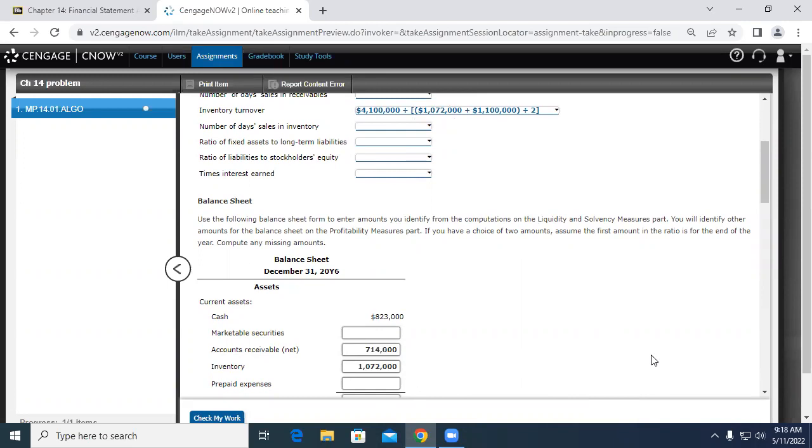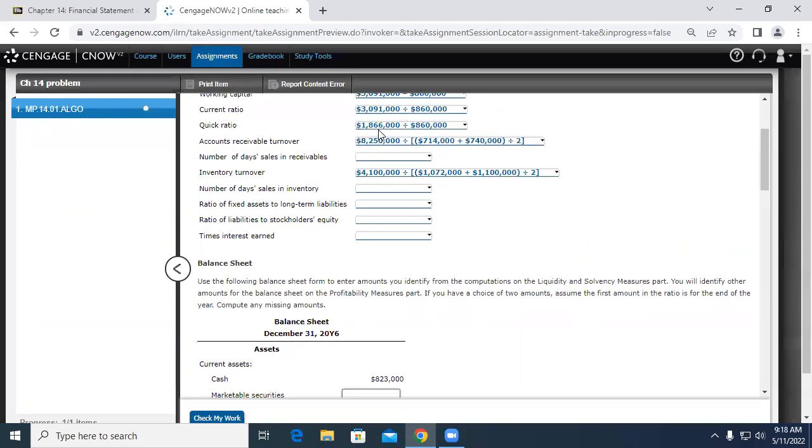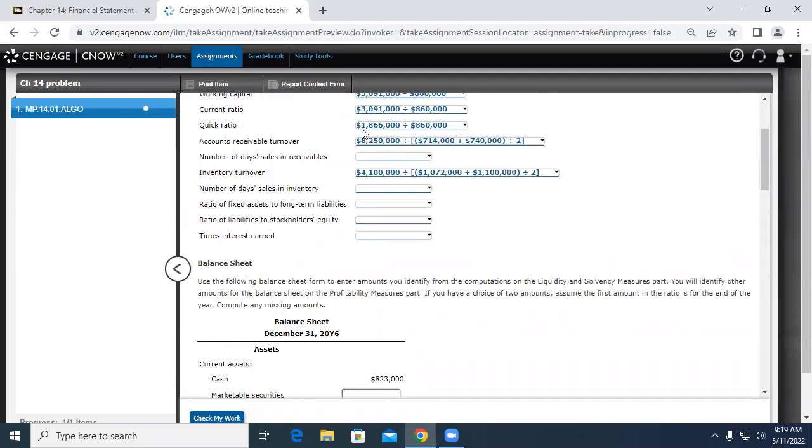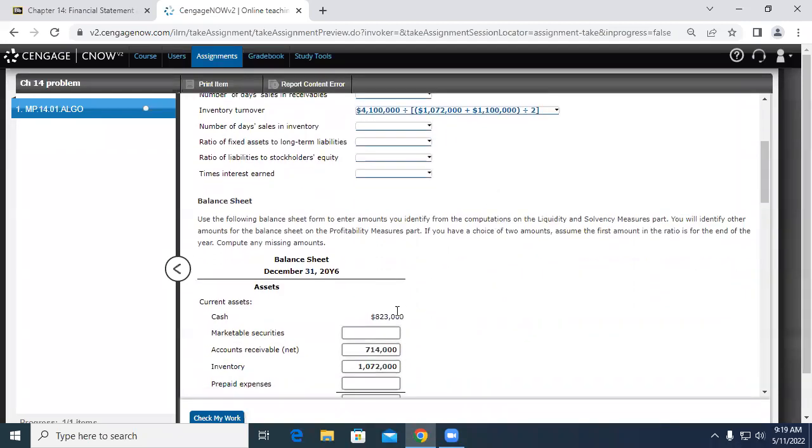Now we can fill in another piece as well. We said the quick ratio includes only part of the current assets in the numerator. And the part that is included there are the financial assets. So it's these first three: cash, marketable securities, and accounts receivable. So if we know the total is 1,866,000, we can find the marketable securities by subtracting those other two amounts, the cash and the accounts receivable.